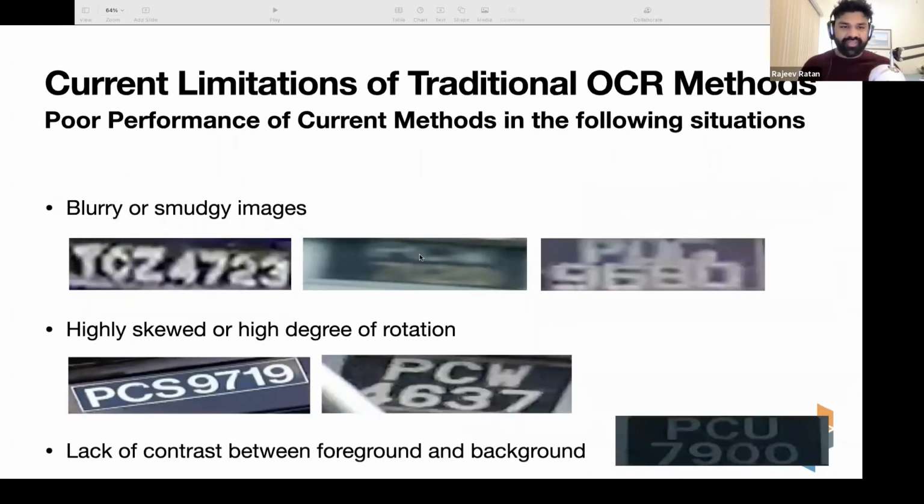Some of the current limitations of traditional OCR methods, like I mentioned, would be plates like this. I mean, to be fair, I don't think anyone can even read this plate. Skewed plates with a high degree of rotation as well present a lot of problems. Images with lack of contrast like this also present a lot of problems to those existing systems.